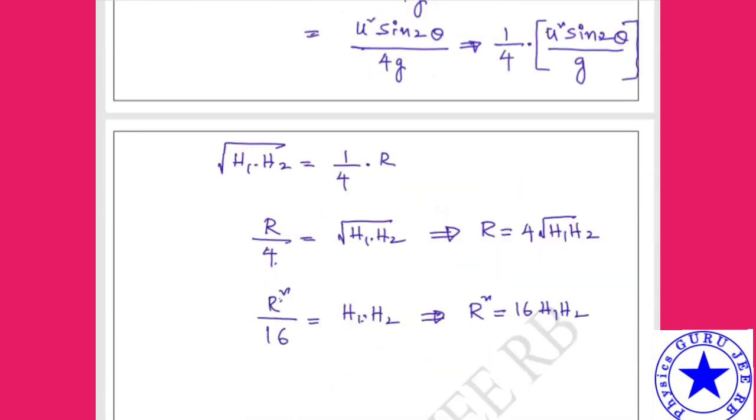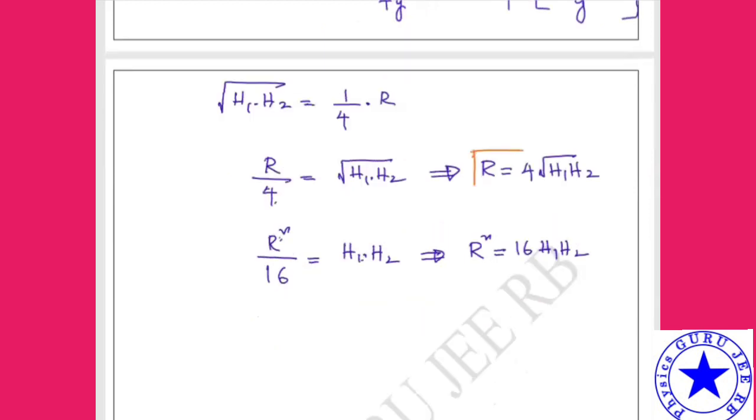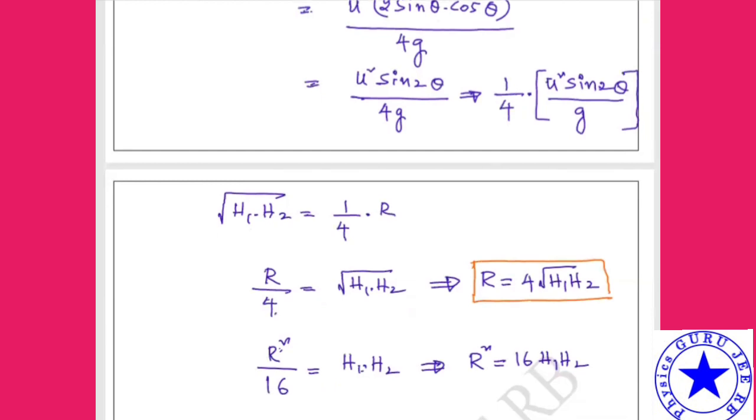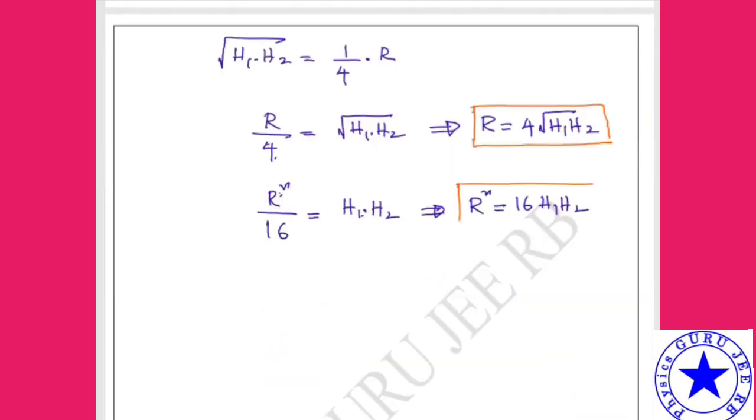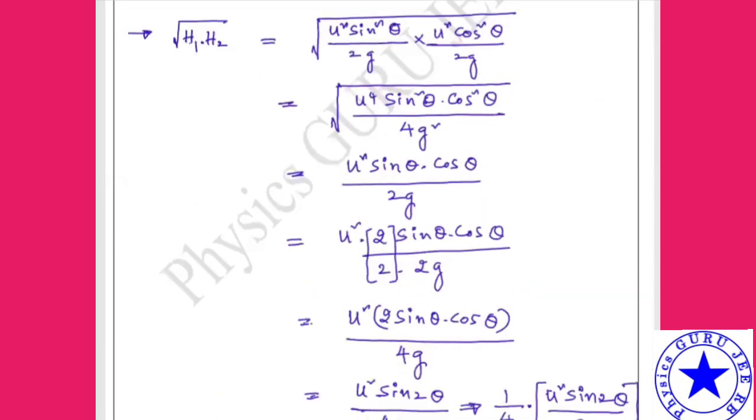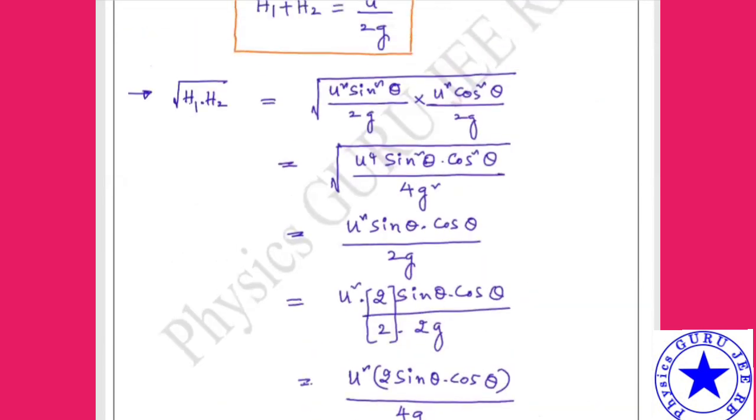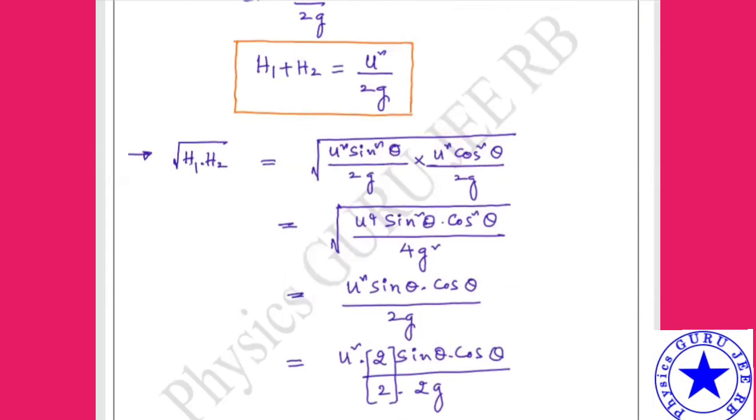So here this is the relation between R and h1 and h2. So we got root of h1 h2, or we can say R square equal to 16 into h1 h2. For h1 into h2, I just multiplied and divided with the 2 here, and we calculated under root of h1 h2.